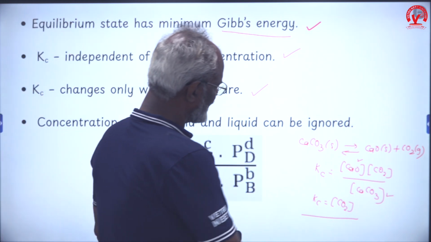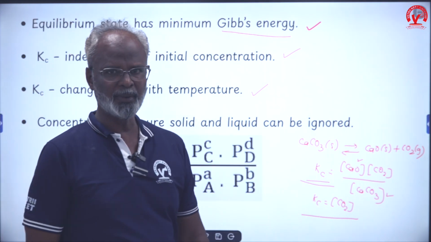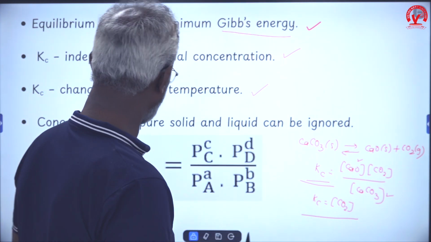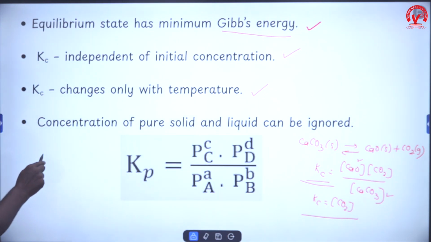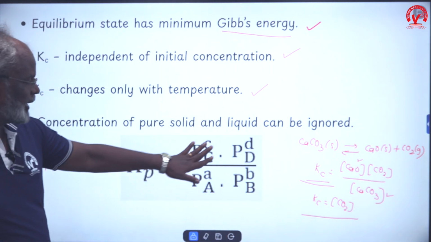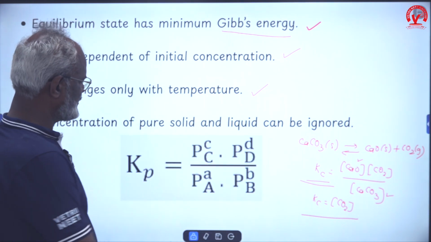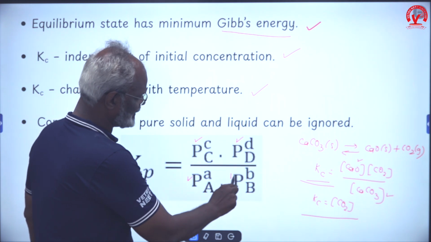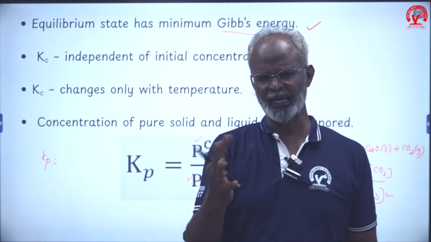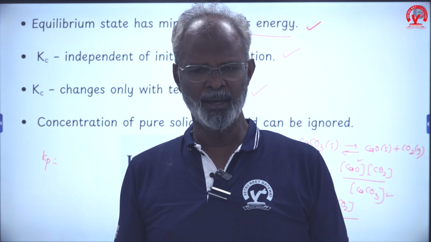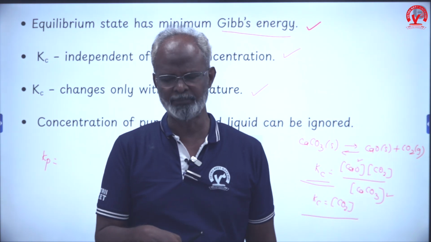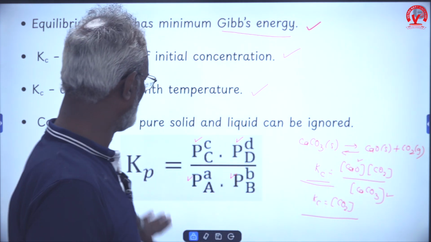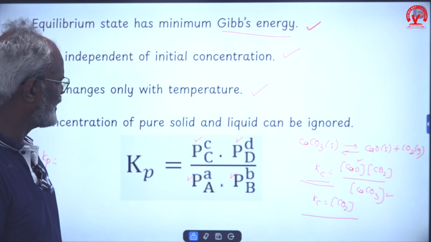I told you Kc is the equilibrium constant based on concentration. Similarly, for gaseous systems, we can also use another equilibrium constant, which is Kp. For the general equation I have taken, we can use Pc as the partial pressure of C, and likewise for D, A and B. You know that partial pressure is proportional to mole fraction, and mole fraction is a concentration term. Therefore partial pressure is proportional to concentration, so for gases we can use partial pressures instead of concentration.